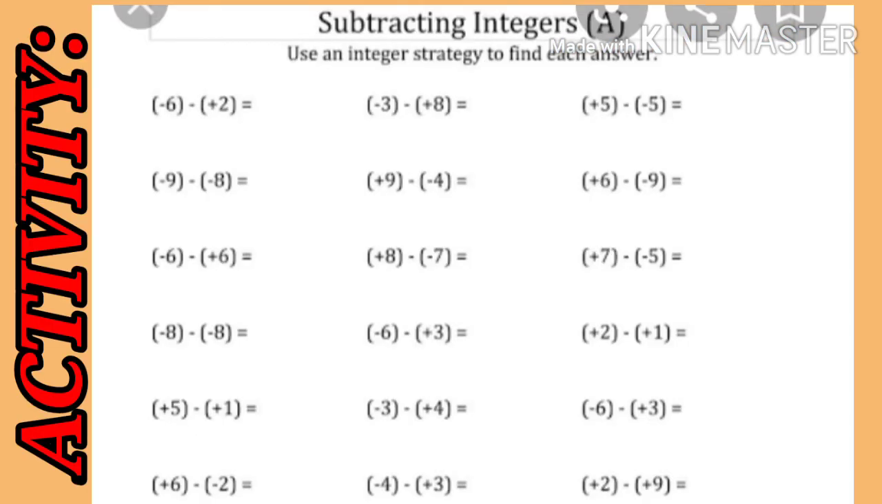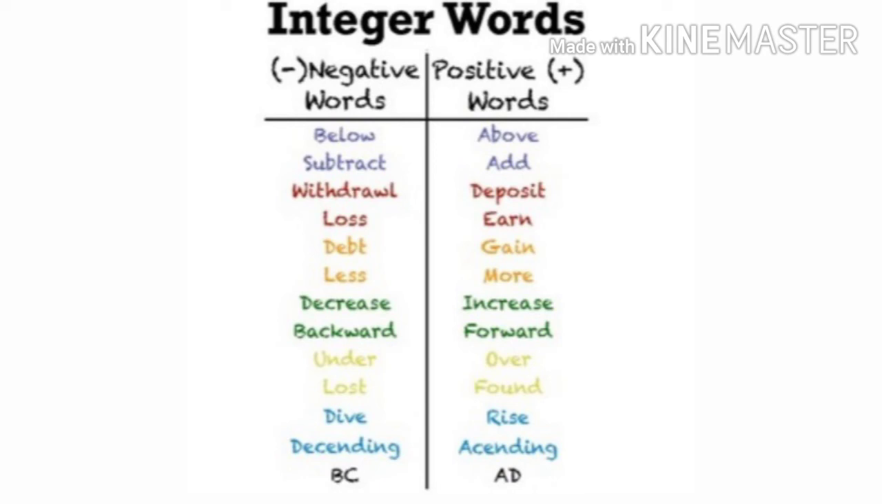Students, use an integer strategy to find each answer. Students, remember, facing word problems requires a sound knowledge of the language. I would like to give you some hints as to how negative words and positive words are to be classified. Whenever you come across words like below, subtract, withdrawal, loss, etc., they are denoted as negative integers. Words like increase, gain, above, etc. are denoted as positive integers.